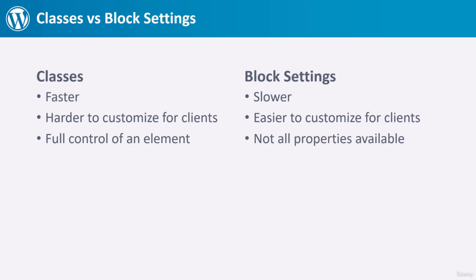If you decide to use classes, it's going to be faster than configuring the block settings. It's as simple as applying a class to a block, whereas block settings will be a lot of tweaking. On the other hand, it will be harder for clients to customize a block's appearance. They will need knowledge of HTML and CSS, whereas tweaking block settings will be easier with the Gutenberg editor. Lastly, block settings are limited. Not every CSS property is adjustable through the block editor. In these cases, you will need to fall back to CSS classes.